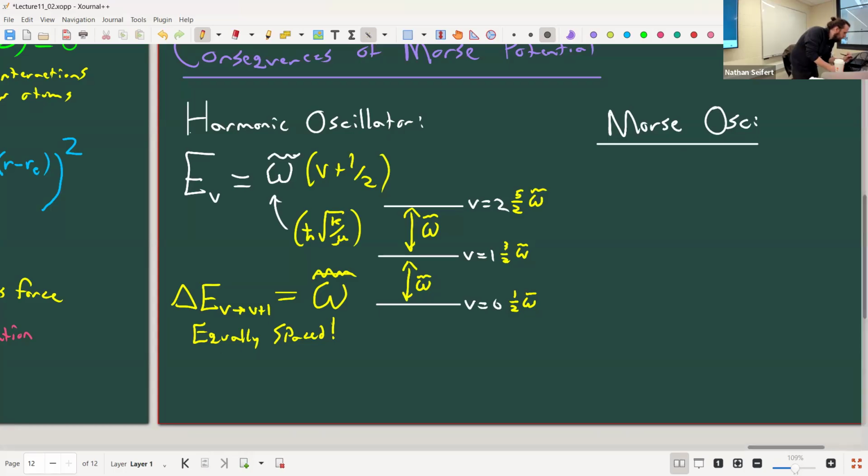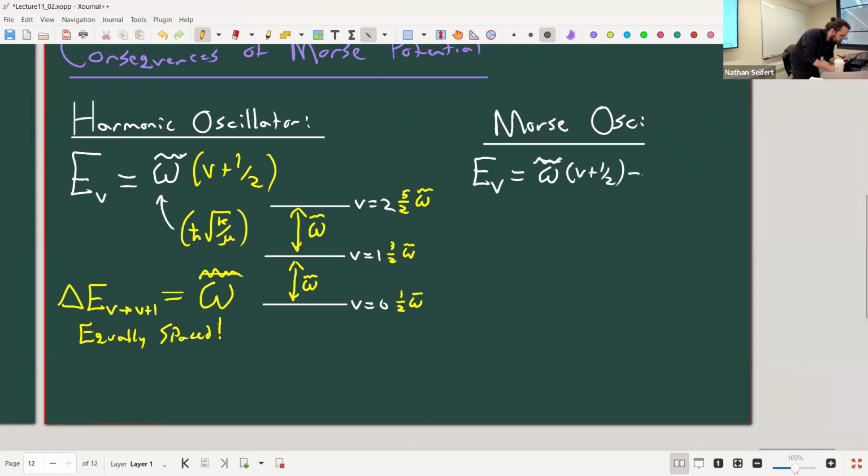One of the things that you can show with the Morse oscillator is that the energy of the level, again, looks like the harmonic oscillator, omega times v plus 1/2. But a new term appears, at least the next order, minus 1/2 omega times this new parameter x sub e, multiplied by v plus 1/2 squared. This new x sub e term, which you can measure with spectroscopy, is called the anharmonicity term.